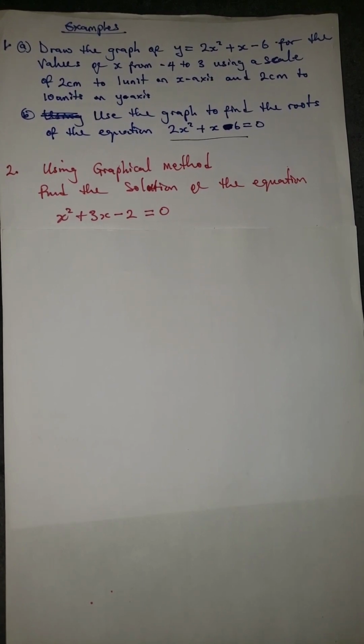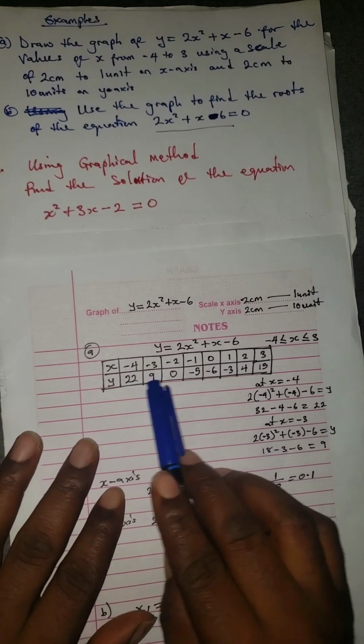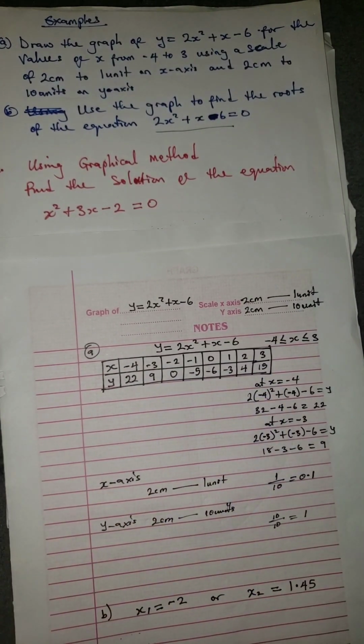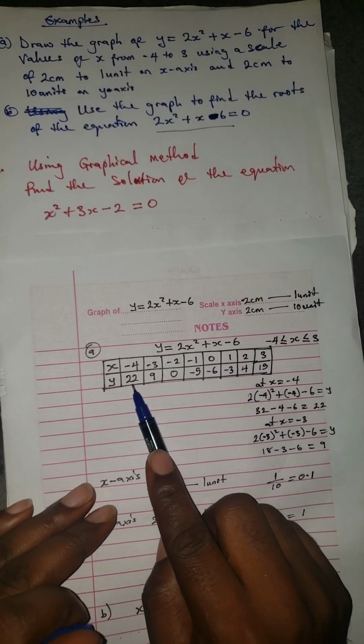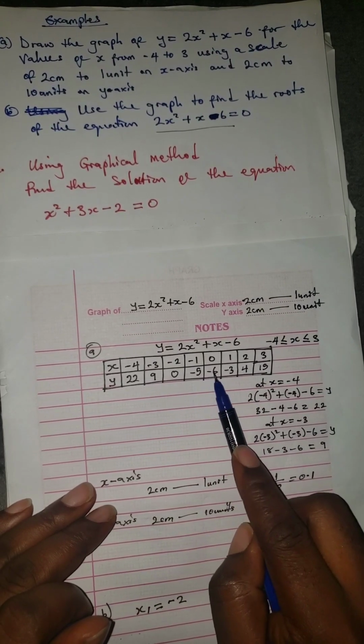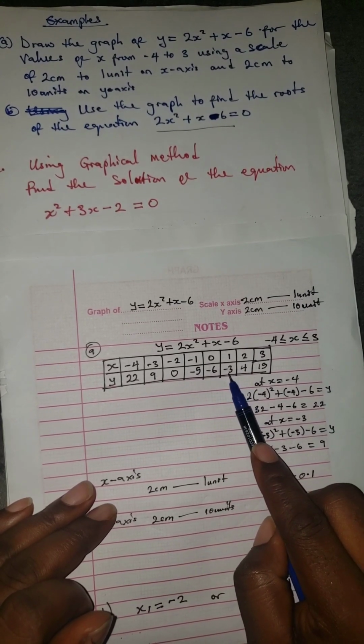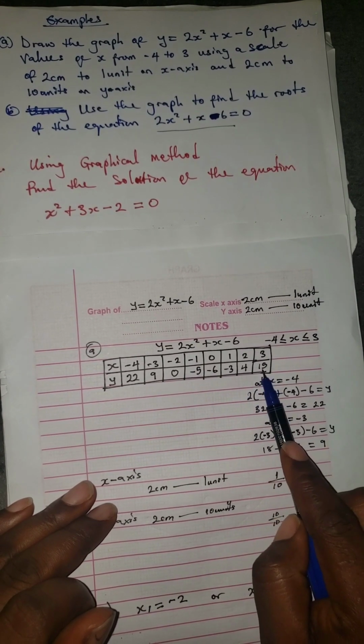But if there is no form of increase and decrease, you can see in our previous example that there is this decrease and increase in the value of y. So you can see 22, 9 is decreasing, 0 decreasing, minus 5 decreasing, minus 6 decreasing, then minus 3 has now started to increase, 4, 15.